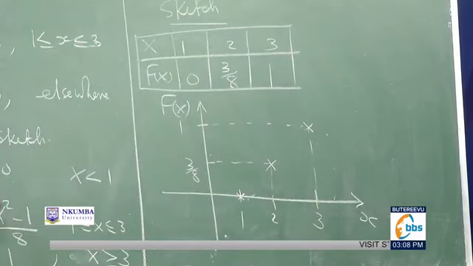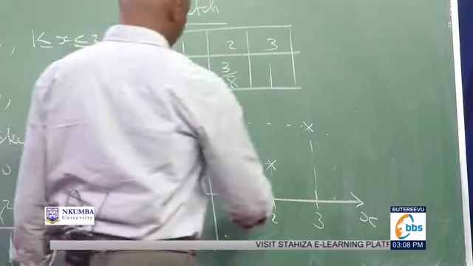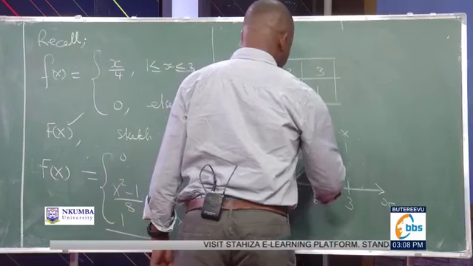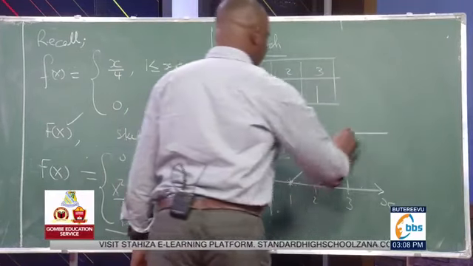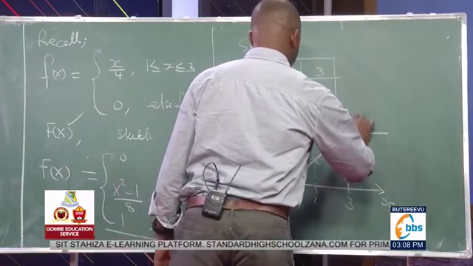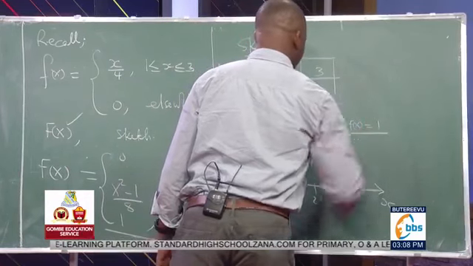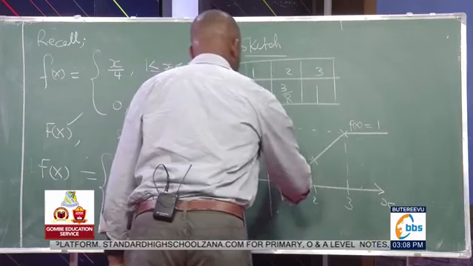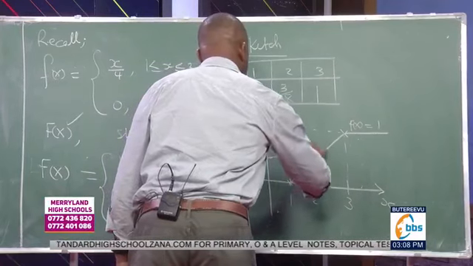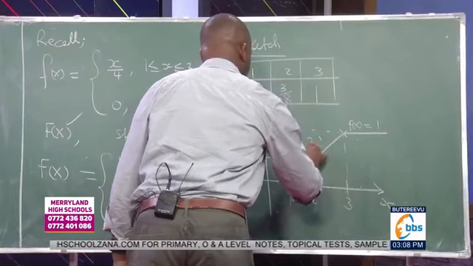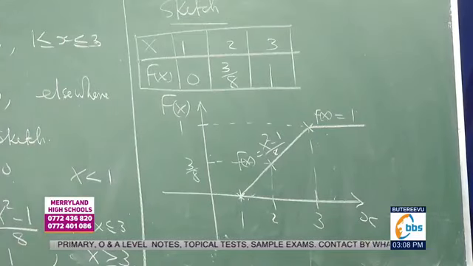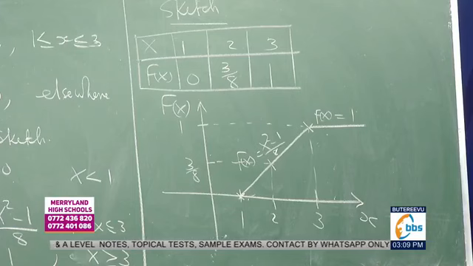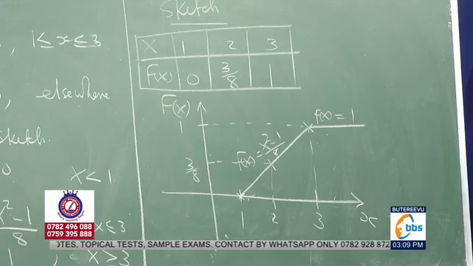Given that the highest power of x is squared, it would imply that you'd get a curve, and therefore you would join with a freehand to get the curve. And of course, this would be f of x equal to 1 here, and then you would have f of x over here being equal to x squared minus 1 out of 8. That is the sketch I expected you to get for that number.